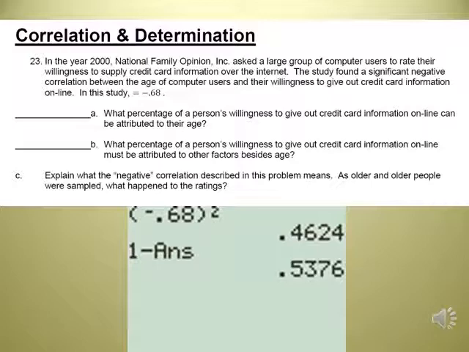And the third one, it says, explain what the negative correlation in this problem means. As older and older people were sampled, what happens to the ratings? Well, remember, a negative correlation says when one thing goes up, the other one goes down. So here we'd be saying as people got older, they were less willing to give out their credit card information. And that would be what our survey is about.